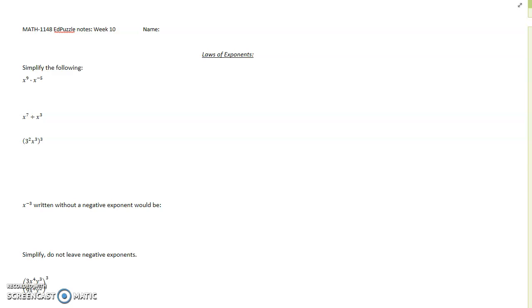All right, so we're going to go over some laws of exponents a little bit. So when I have x to the 9th times x to the negative 5th, what do we do when we have x to the a times x to the b? Well, when two things have the same base but have different exponents, we will add those exponents. So it's going to be x to the a plus b. So this, we're going to add these exponents.